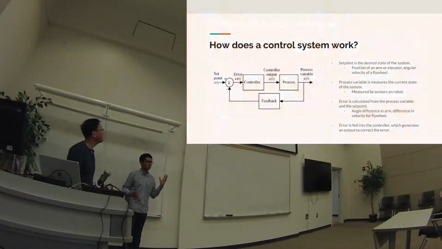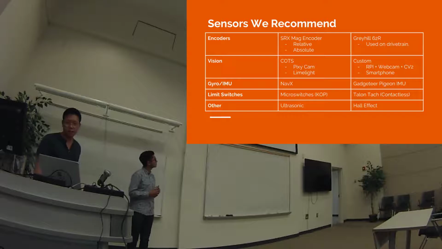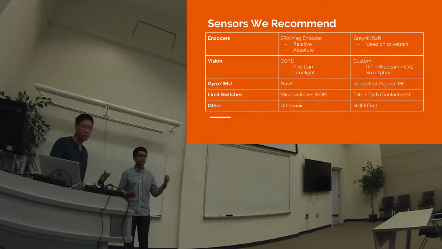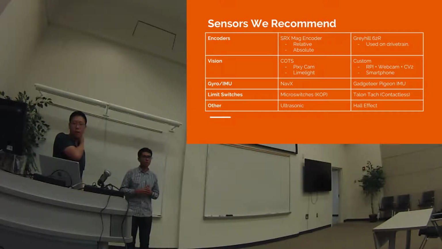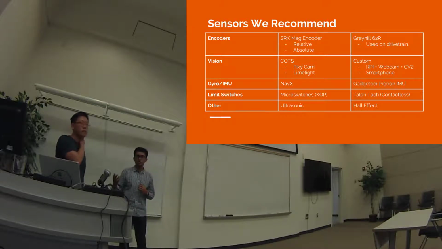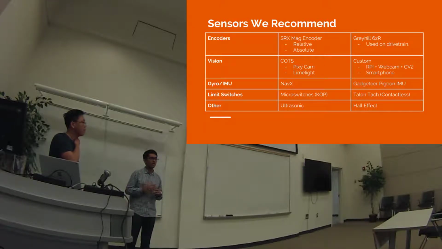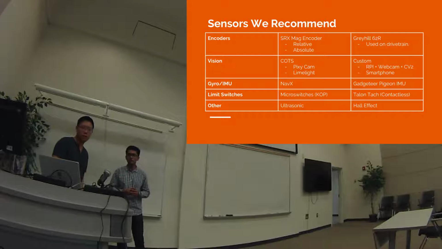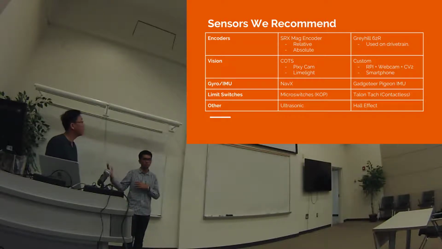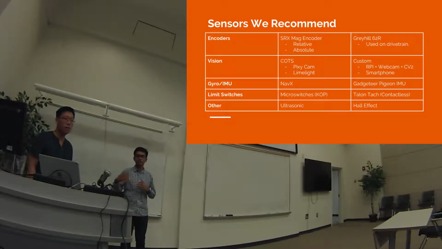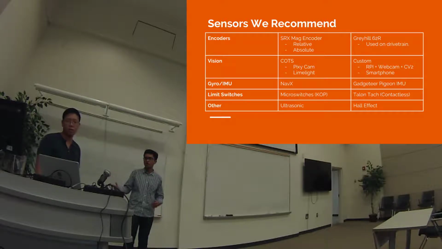Here are a couple of sensors that we used for getting inputs from the robot. We use encoders to get rotary inputs. We can use mag encoders, which work with Talon SRX, and either have relative or absolute values. We're going to talk more about that in the motion profiling side. But we also use Grayhill encoders for our drivetrain.